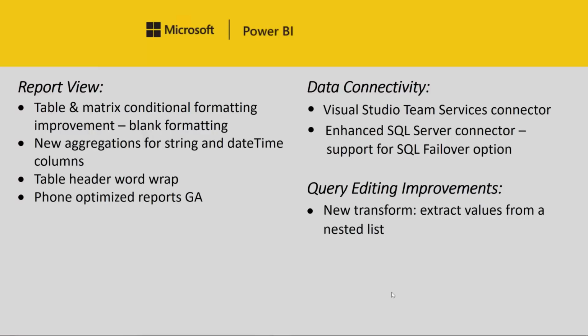Prior to this update, whenever you expanded a nested list within a column in a table, it resulted in one new table row for each item within the nested list. With this new transformation, Extract Values, you're able to extract the values from a list into a text column with a delimiter between those values. You'll be able to access this through the right-click menu of the column header in the query editor.